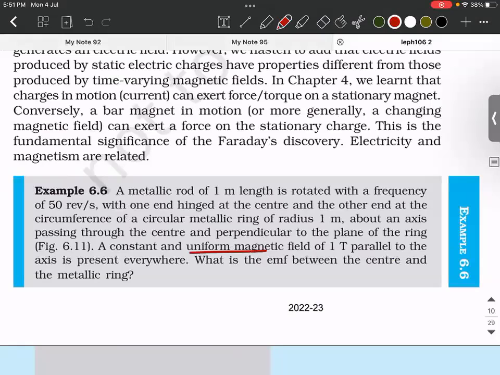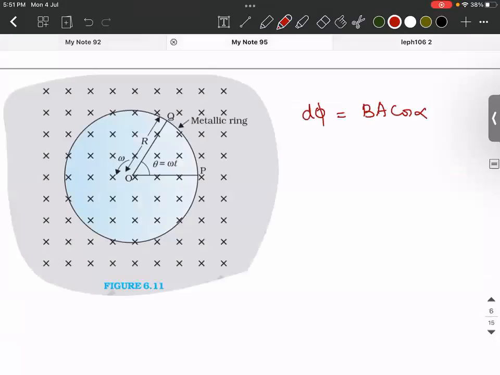A constant and uniform magnetic field is applied parallel to the axis. Parallel to the axis means parallel to the area vector also. So what is the value of alpha? 0. So this will be equal to B into A. The reason why I wrote it as d phi is because instead of writing A, I will write it as dA. What is the small amount of area it would have swept?